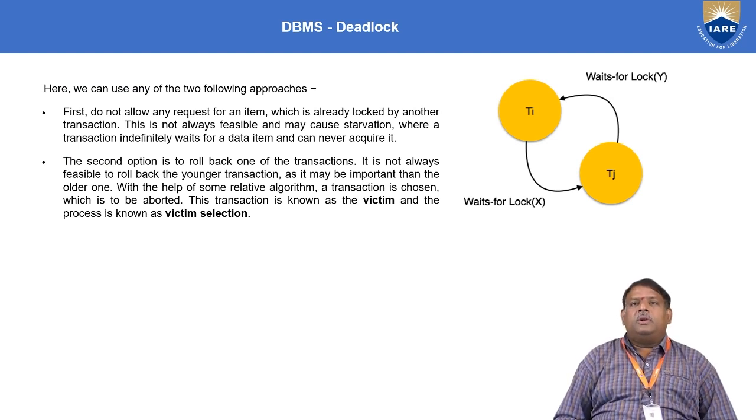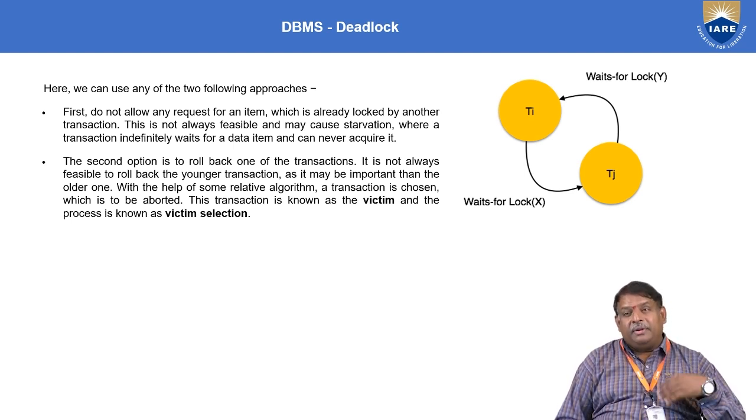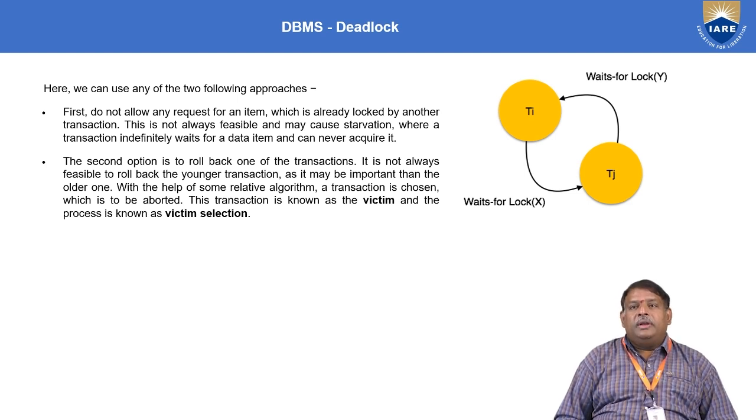Here we can use one of the following approaches. First, do not allow any request for an item which is already locked by another transaction. But this is not always feasible and may cause starvation, where a transaction indefinitely waits for an item and never gets it. It says do not allow a request for something somebody else is using, which is not always possible because you may never get it.